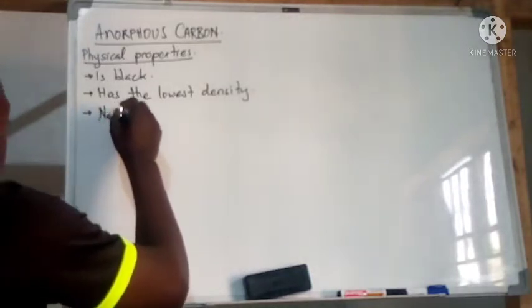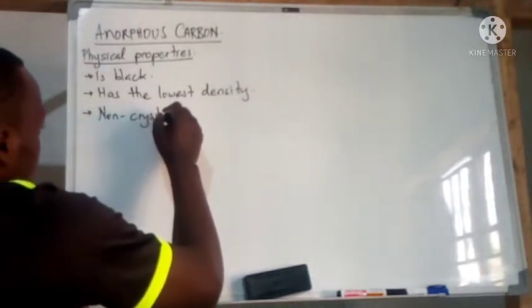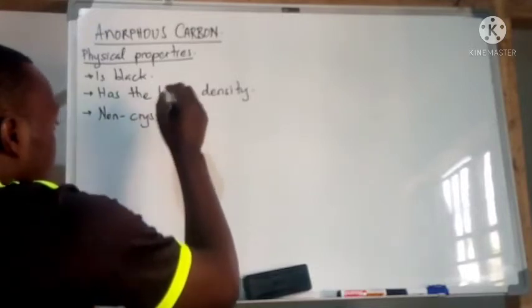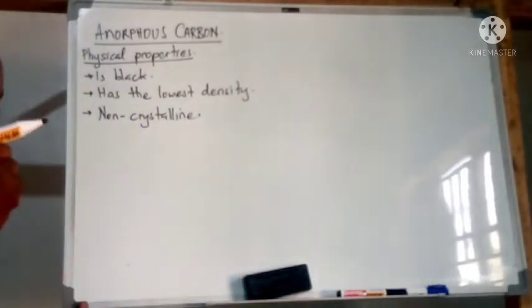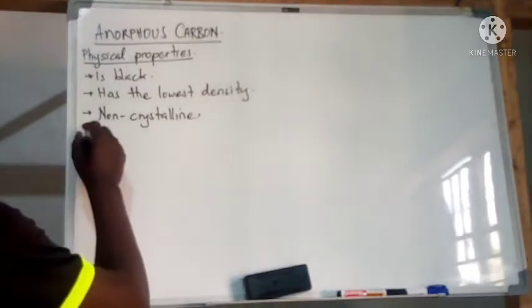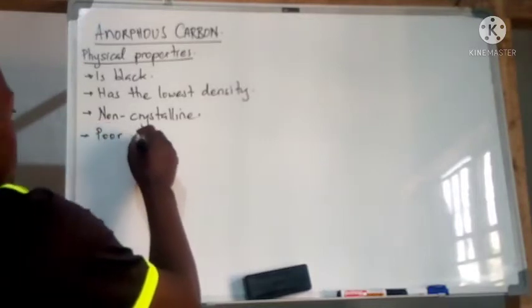Shapeless, so it is non-crystalline. That's why we call it shapeless. It forms no shape. That's why we call it amorphous. And lastly, it is a poor conductor of electricity.